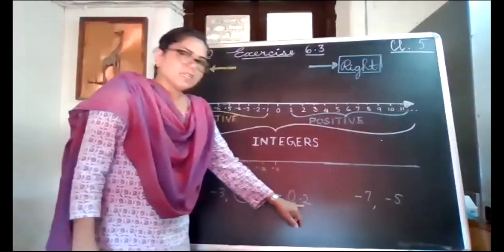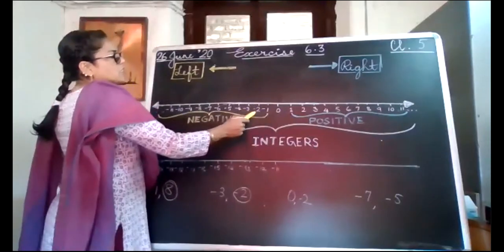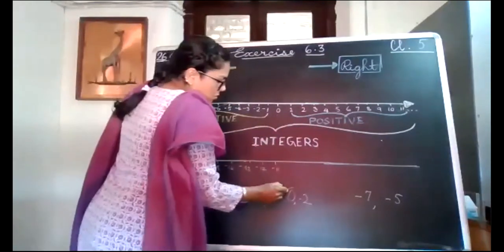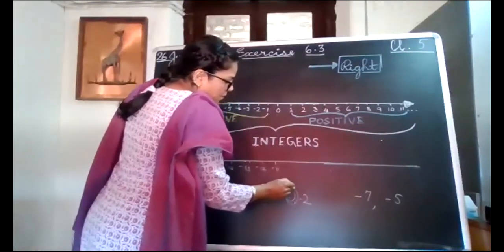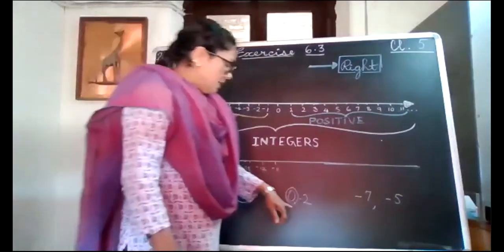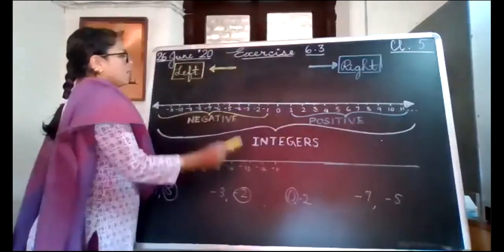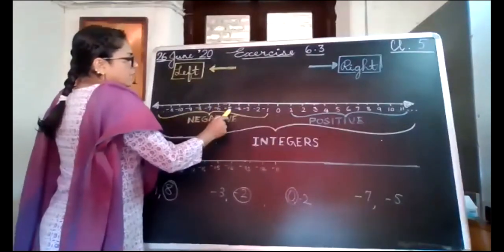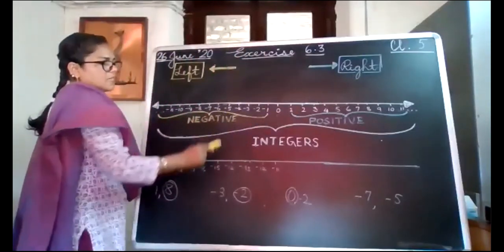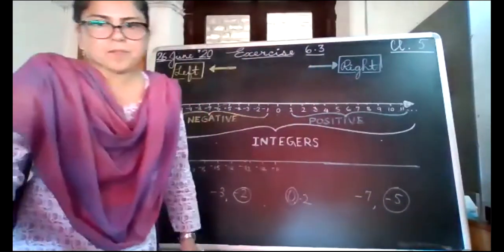Next, 0 and -2. So look at the number line. 0 is here and -2 is here. So -2 is to the left and 0 is to the right of this. So 0 is to the right of -2. So you can circle it or you can write it specifically. That 0 is to the right of -2. Next is -7 and -5. -7 is here, -5 is there. So this side you know is left, that side is right. Obviously -5 is to the right of -7.